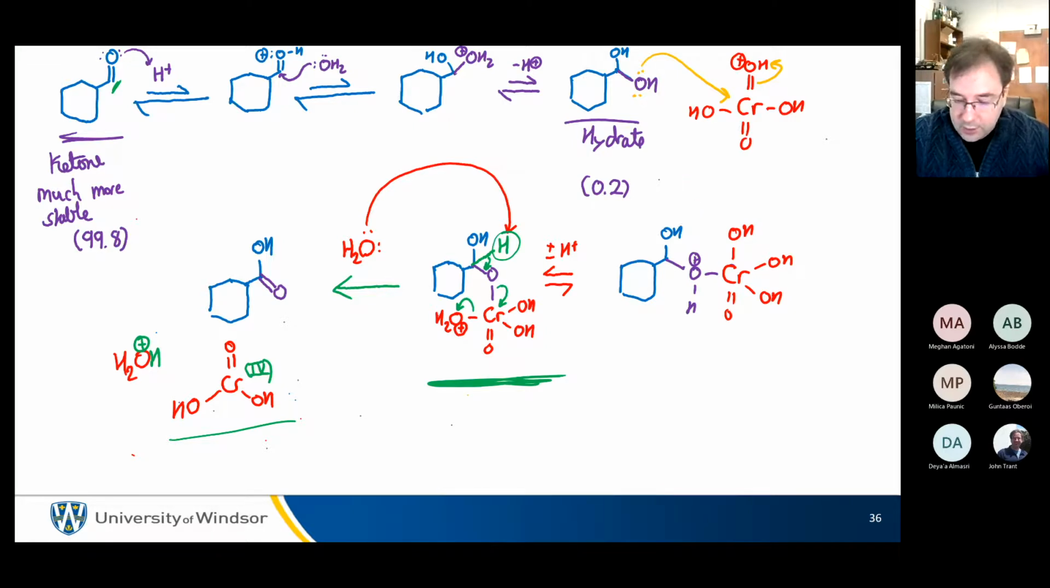Everything here, even this one here, I should have drawn that, is in equilibrium. Everything's in equilibrium until this final step where we do this E2 elimination. So if this is a ketone instead of an aldehyde, it can't go any further. If it's an aldehyde, that proton is there to be removed to make the acid.